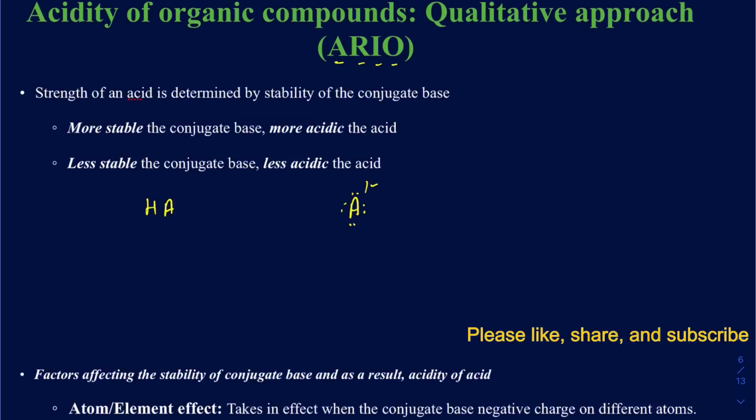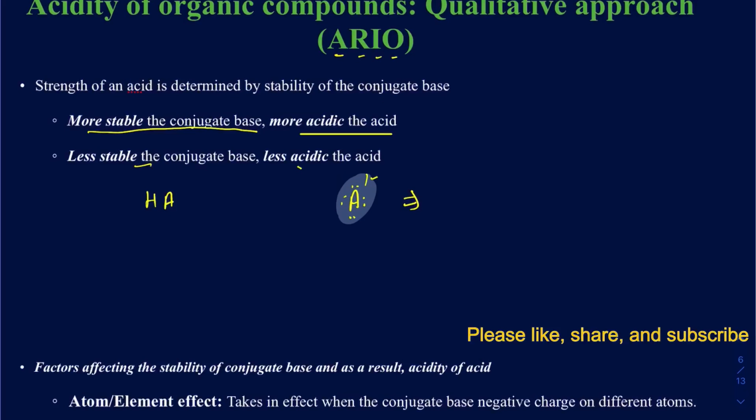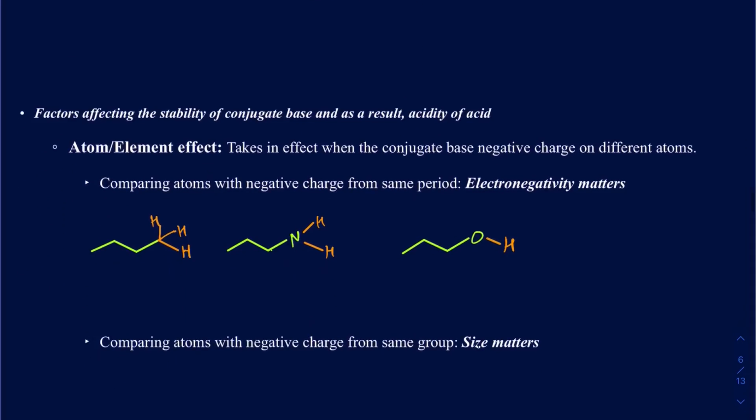All right, so I can go ahead and write down all the electrons there. Now, how stable this conjugate base is, that's going to be the determining factor on the acidity. So the more stable the conjugate base, the more acidic the acid is going to be, and vice versa. If you have a less stable conjugate base, then your acid is going to be less acidic. Now, how do you really determine when this conjugate base is going to be stable and when it is not so stable? So we're going to be looking at four different factors one by one.